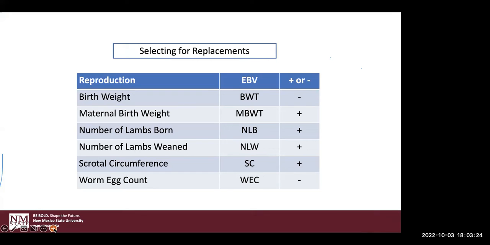So scrotal circumference is related to reproduction, both if you do raise purebred animals or seed stock animals. It's directly correlated to scrotal circumference of ram offspring, but it can also be related somewhat to fertility in the ewes. So next slide.